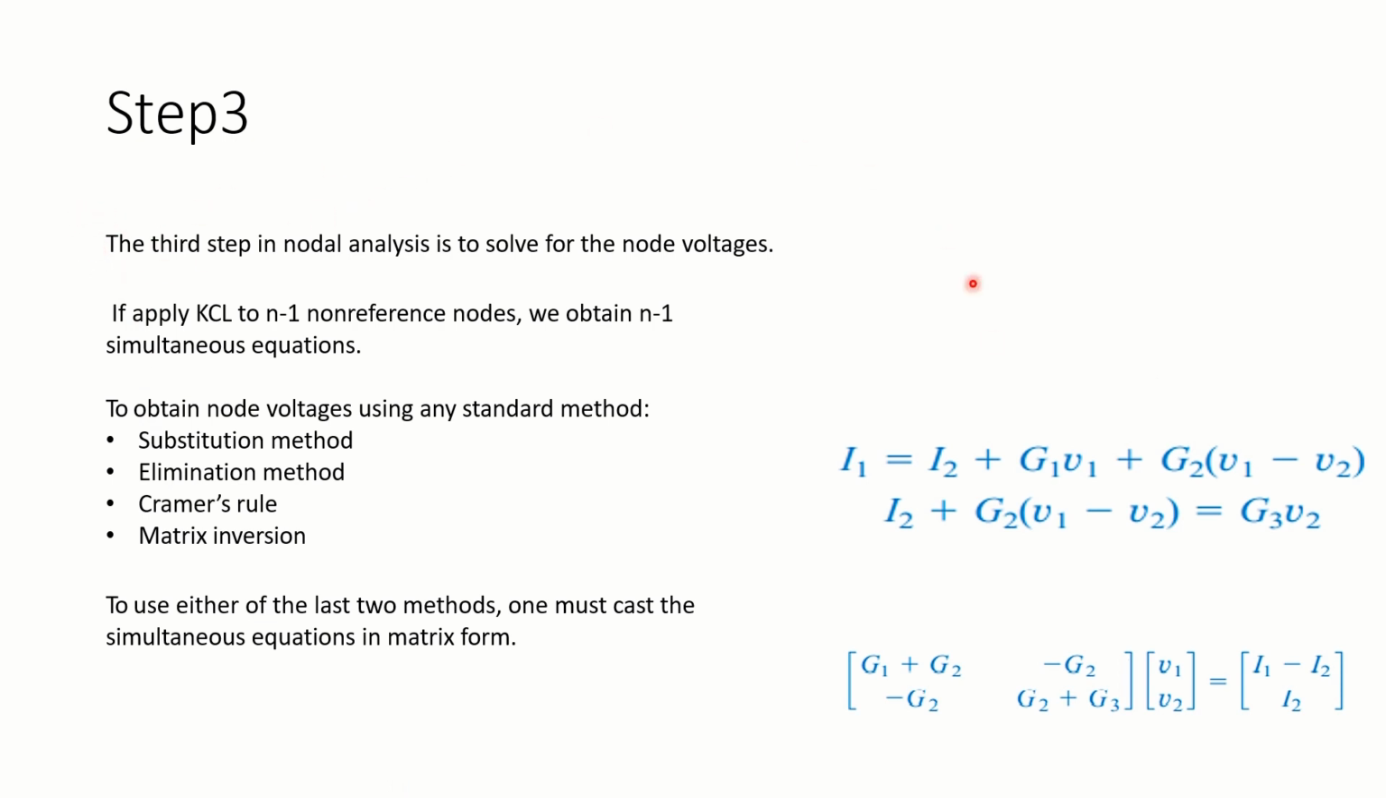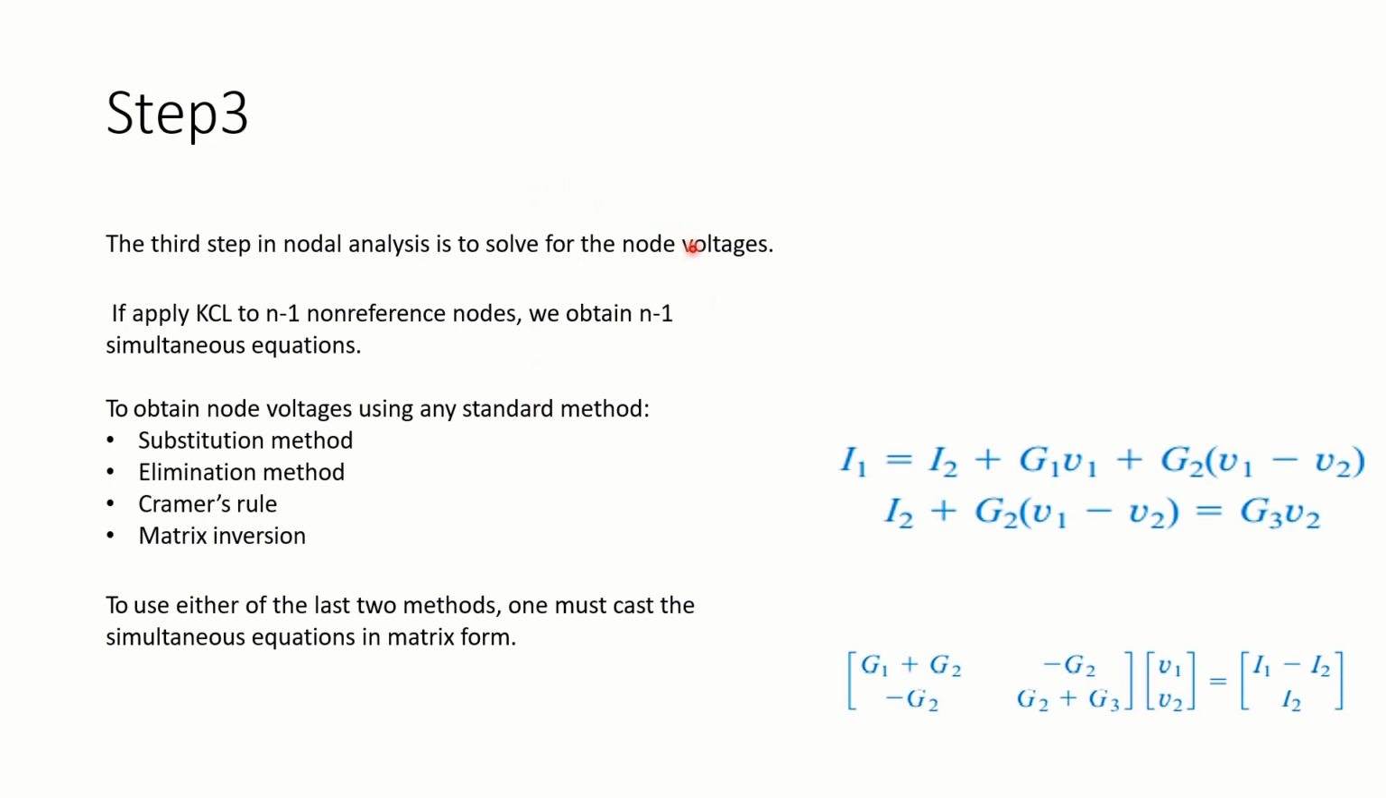In step 3, we know that we have these two equations, and we can solve them by using the substitution method, elimination method, Cramer's rule, and matrix inversion. Now, this example didn't have any values, only the variables were involved, so we can simply find the values of V1 and V2 using these four methods. But in some other cases, there will be some values, so we need to simply use the elimination method or the substitution method to find the values of V1 and V2.